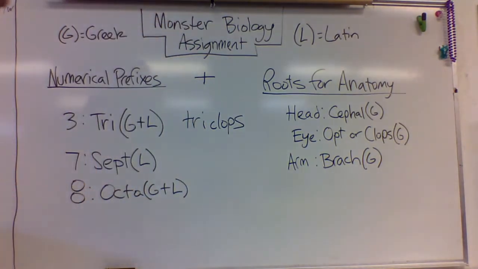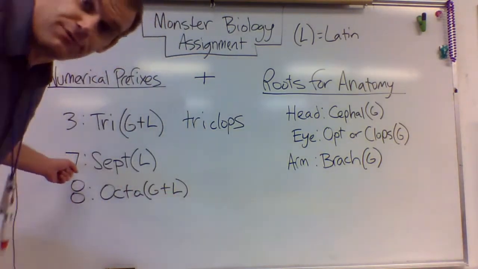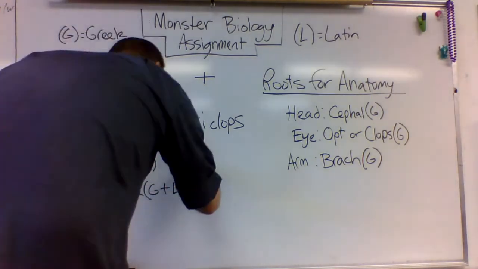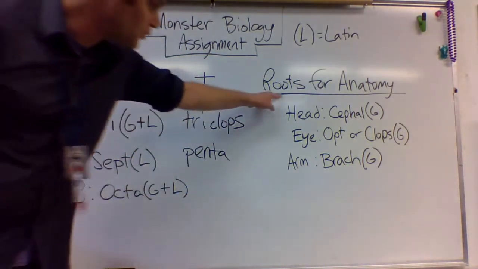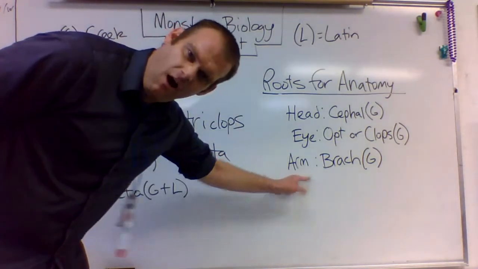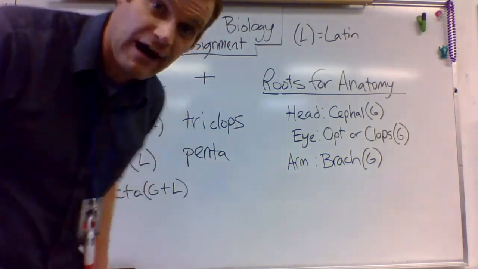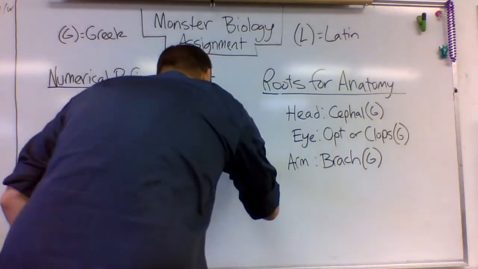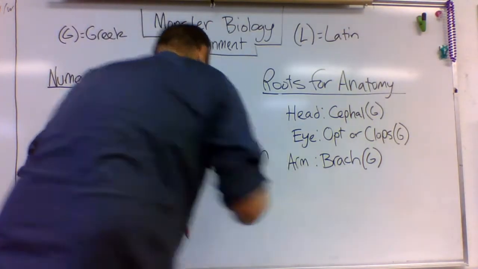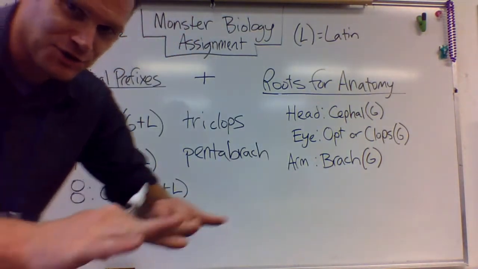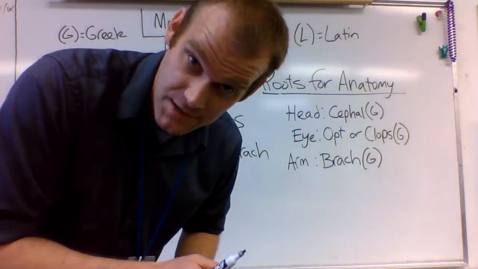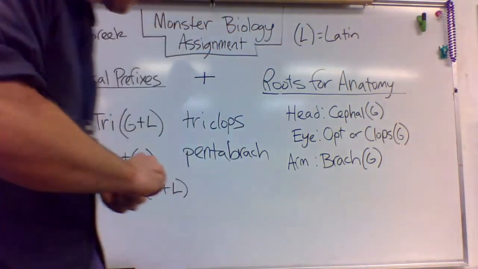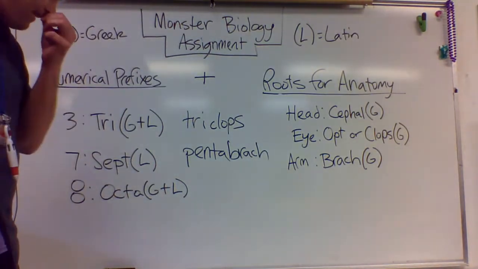Let's try another one. Let's use the Latin root for 5, which is penta, okay? You would do penta, and you would add the root for anatomy for, let's say, arm. Let's give your monster 5 arms. Why not, right? So you would call your monster a pentabrak. These are not real words. They are words that you are making up to describe your monster for monster biology. Okay? So I hope that makes sense.